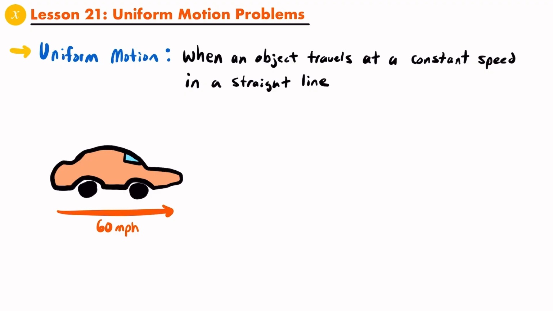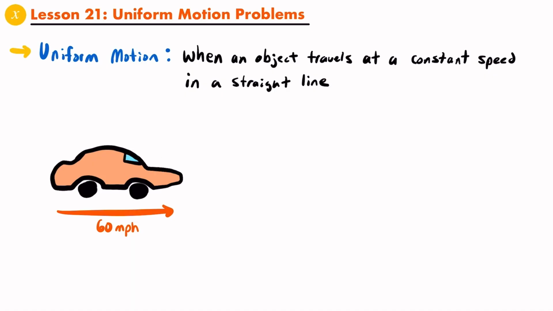Well, uniform motion describes an object that is traveling at a constant speed in a straight line. In other words, an object is moving in such a way that its speed and its direction do not change. For example, consider a car that is traveling at a constant speed of 60 miles per hour, meaning that it does not change from that speed. It's always 60 miles per hour, and it's traveling at that speed along a straight road. We would say that that car is in uniform motion.